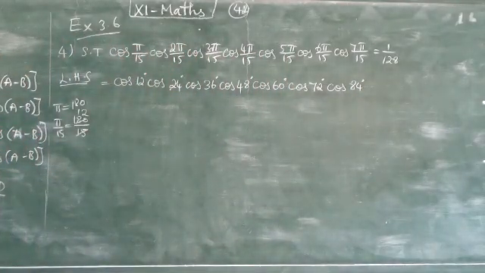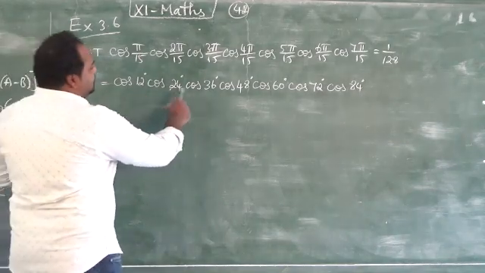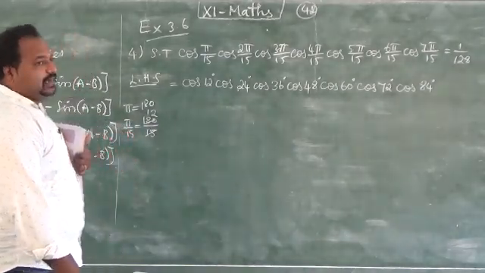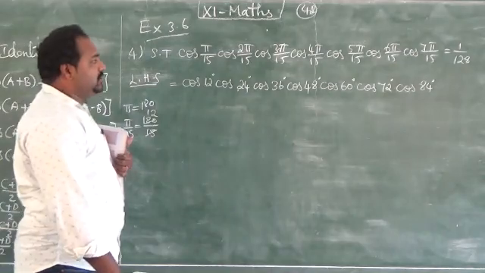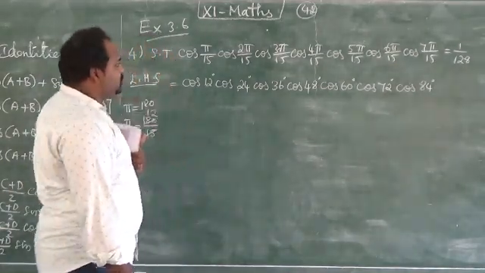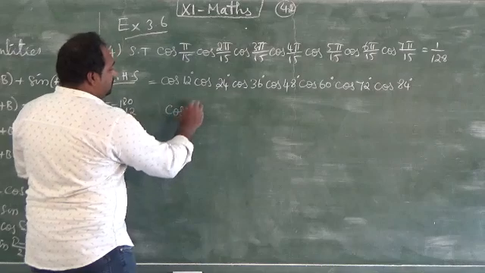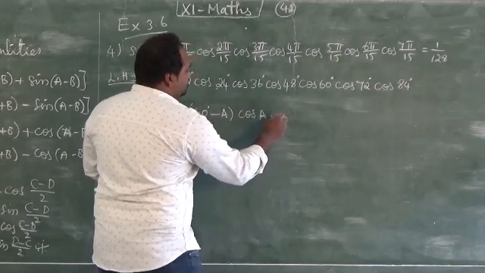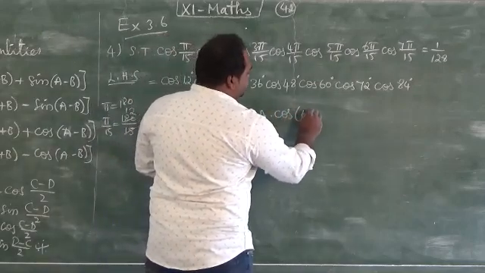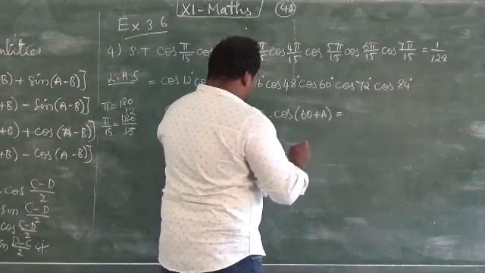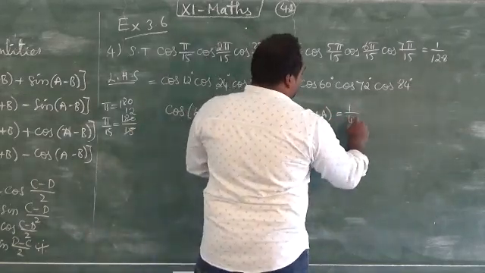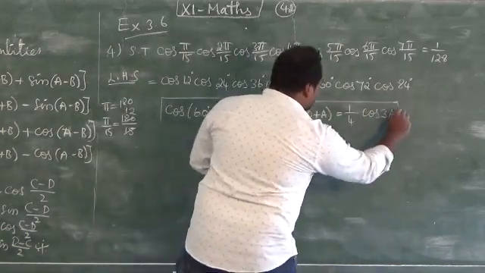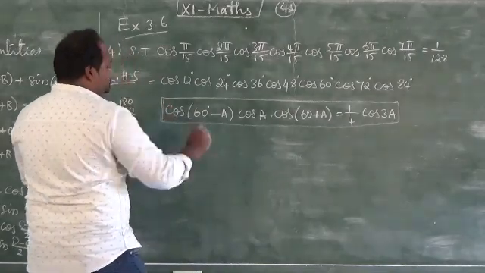After writing the values in degrees, we have to remember the identity, but I didn't give the identity. I told you already, whenever a particular identity is required I will give it to you. So here I am going to use the identity cos(60 degrees minus A) cos A cos(60 degrees plus A) equals 1 by 4 cos 3A. We have the proof also given in the book.